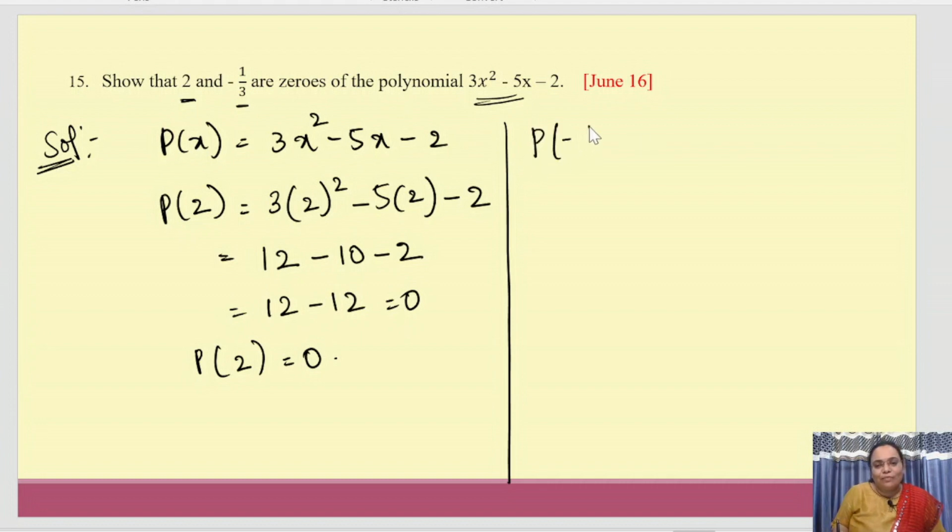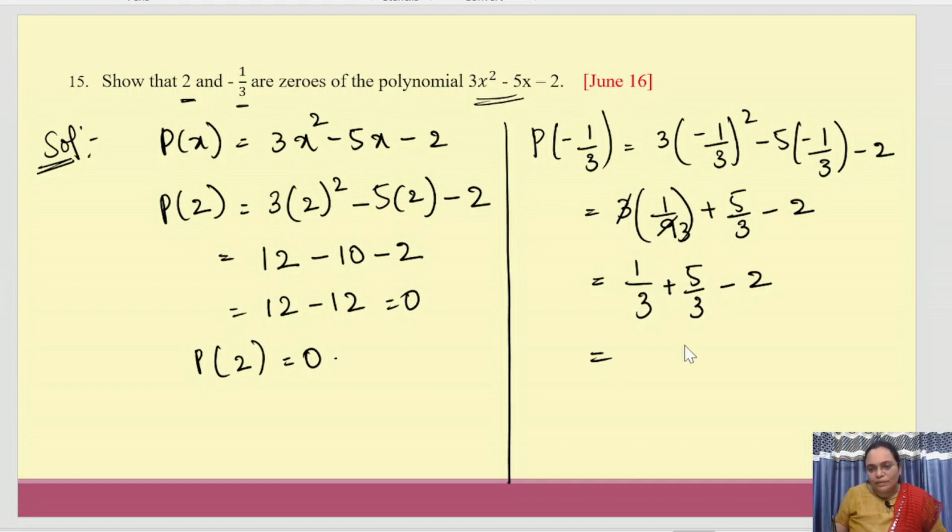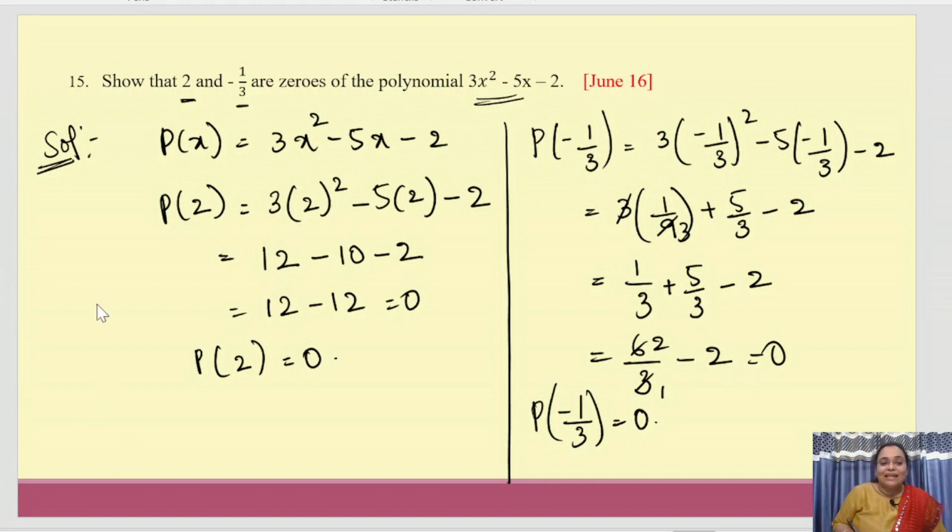Now let us find for p of minus 1 by 3. So 3 into (minus 1 by 3) square minus 5 of minus 1 by 3 minus 2. So you will get 3 of 1 by 9 plus 5 by 3 minus 2. 3 ones are 3 and 3 threes are 9, so 1 by 3 plus 5 by 3 minus 2. So this will be 6 by 3 minus 2. 3 twos are 6, so 2 minus 2 is 0. So we have got p of minus 1 by 3 is also 0. So we can say that 2 and minus 1 by 3 are the zeros of this given polynomial.